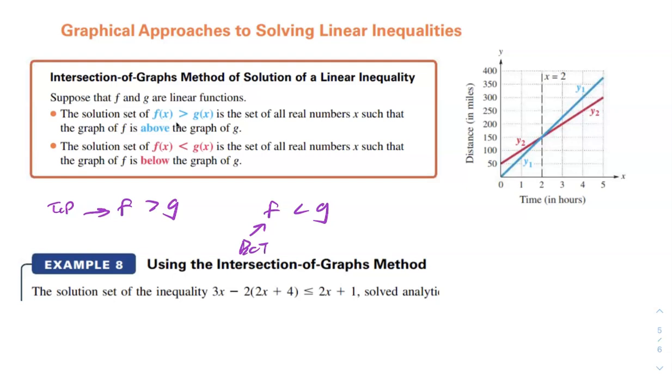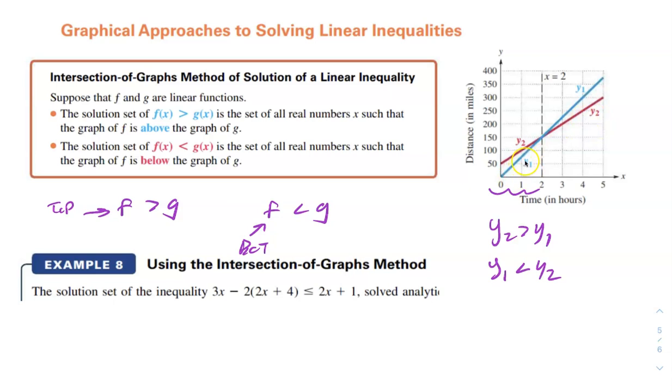It's like reading a book, you're going from left to right. The thing on the left, if it's greater than, that's the one on top. If the thing on the left is less than, that's the thing on the bottom. Now look here, I'm just going to split it up. Let's look at this side right here, to the left of x equals 2. The one on top here is y2. So I would say y2 is greater than y1. But you can always say also y1 is less than y2, because y1 is on the bottom.